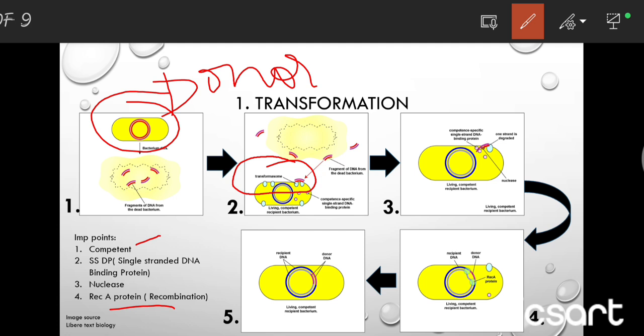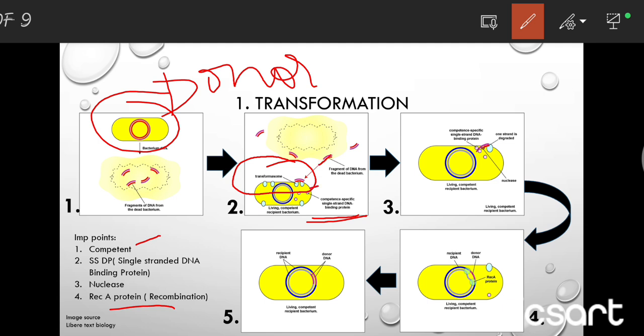The second one is the recipient. The second bacterium will be the recipient bacterium, on which there will be transformosomes that help to attach the DNA of the first bacterium. So any degraded DNA fragments from the donor bacterium will be attached to the transformosome. Then competent specific single strand DNA binding protein will help to bind these fragments of DNA to these transformosomes.